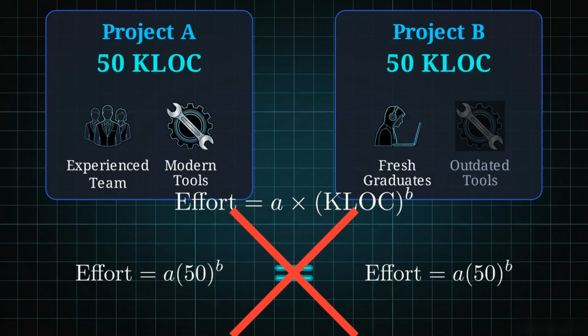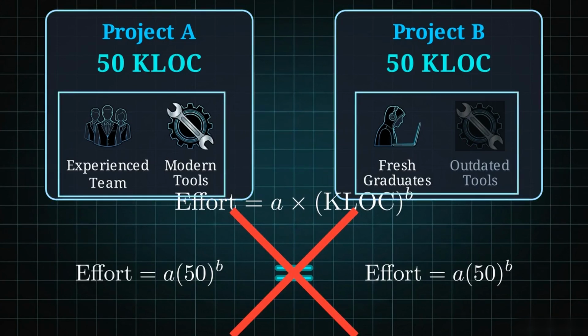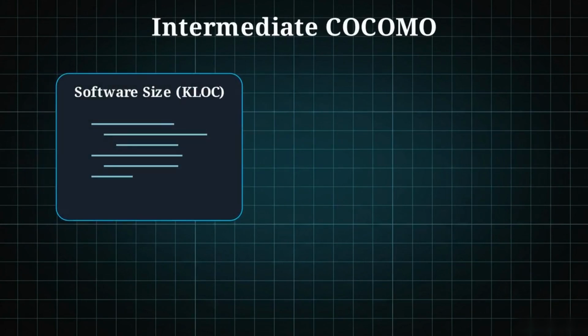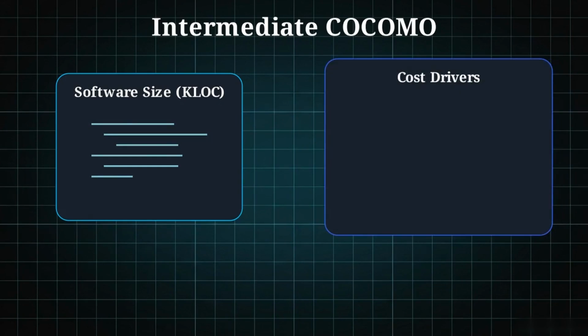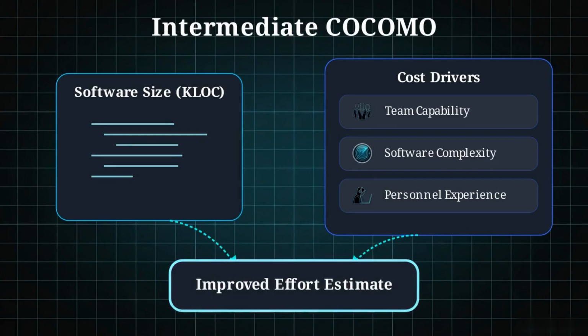The basic formula assumes all projects of the same size require the same effort, completely ignoring the reality of the working environment. To fix this limitation, Boehm developed intermediate COCOMO. This improved model still uses the size of the software, but it introduces what are called cost drivers. These are project-related factors, like team capability and software complexity, that modify the baseline estimate.